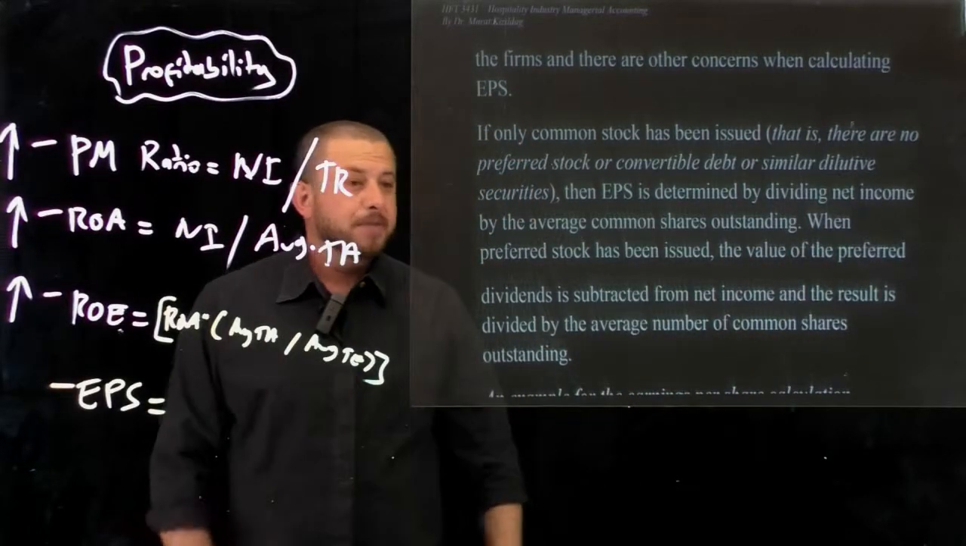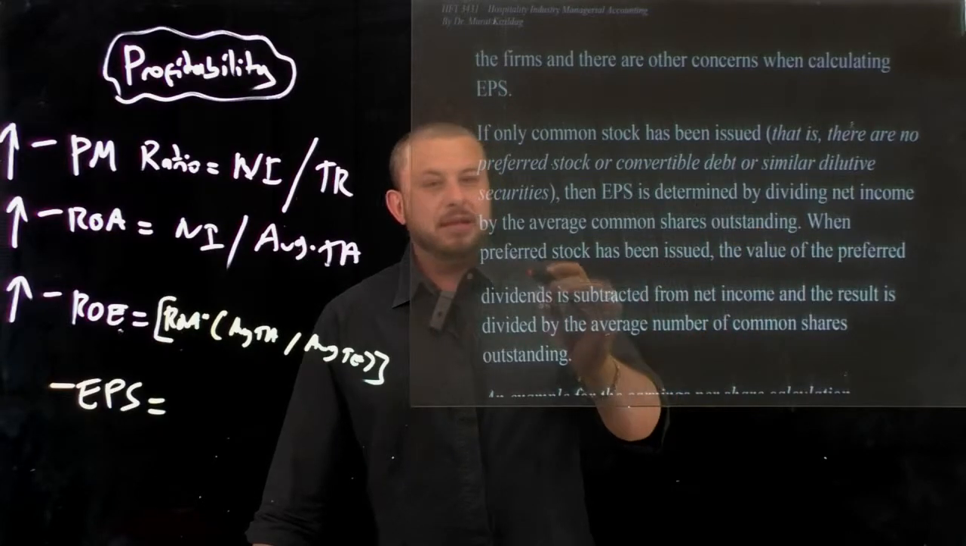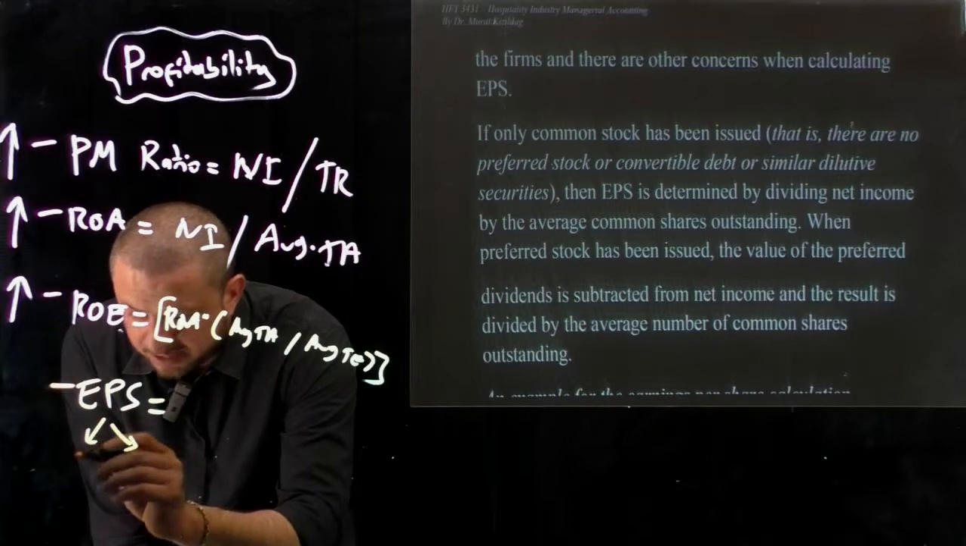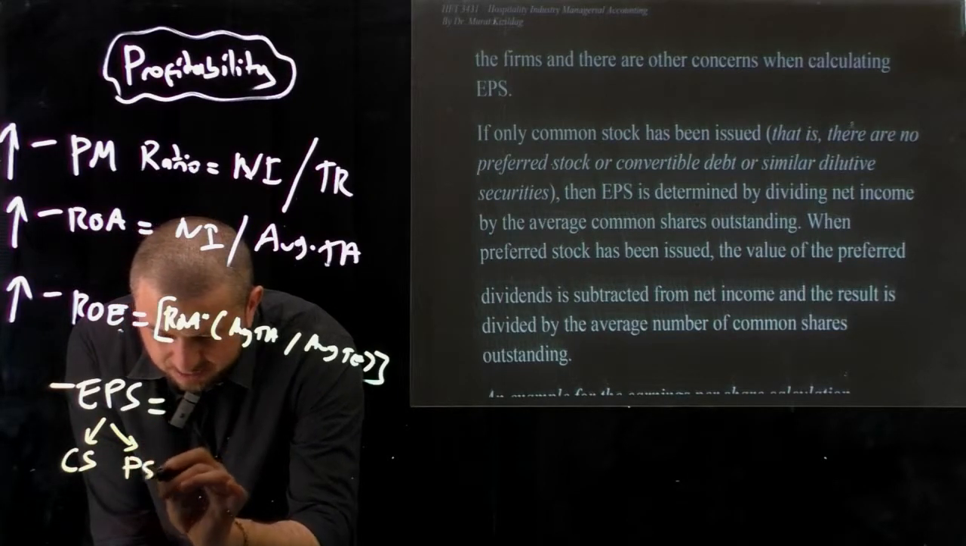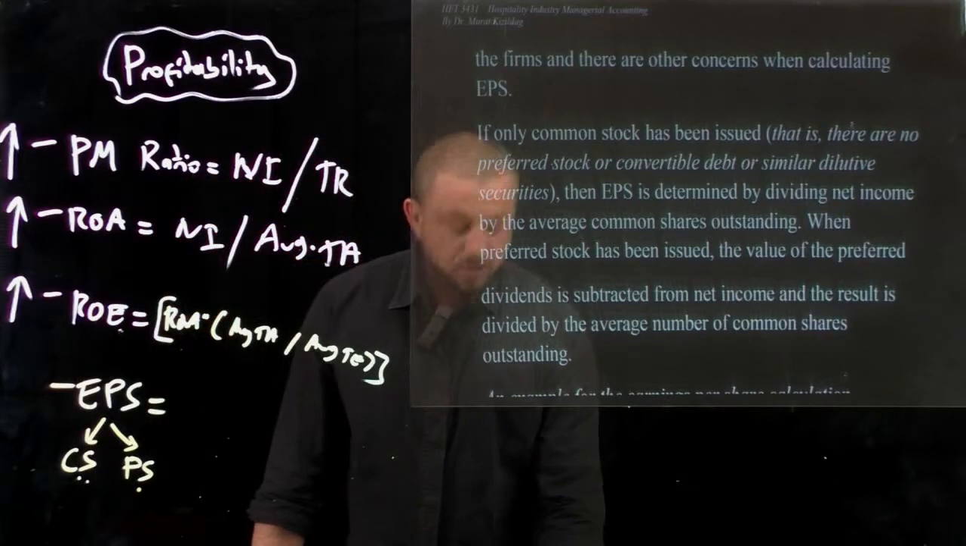Okay, EPS is determined by average common shares outstanding, but there are two things. Again, when I say EPS, let me just put little arrows right here. We have CS, common stock, and we have PS, which is the preferred stock. So they have different equations. I'm going to show you in a second.